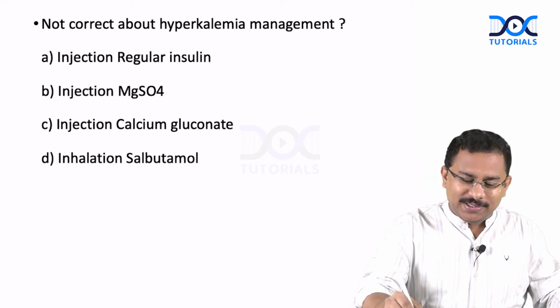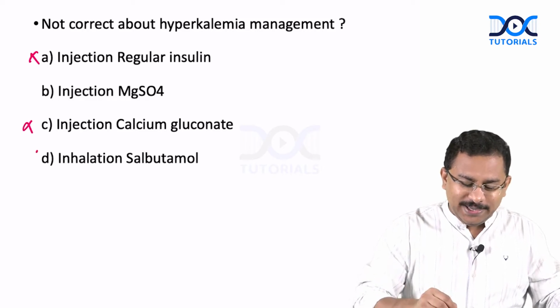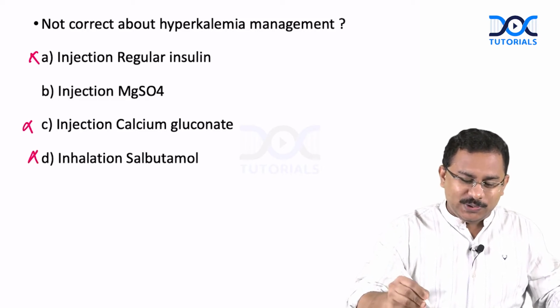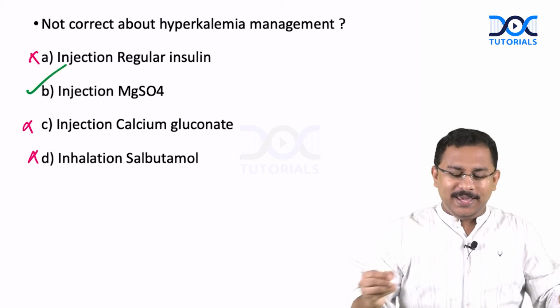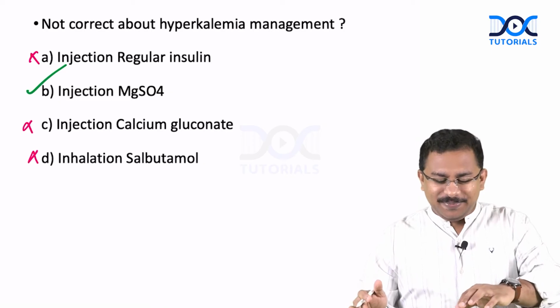Definitely regular insulin is not going to be the answer. Calcium gluconate, salbutamol, it's a beta 2 agonist, so the answer is going to be option B, that is injection magnesium sulfate. Okay, all right.